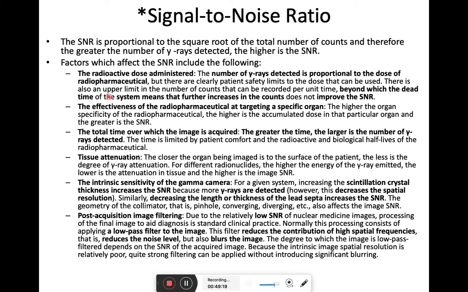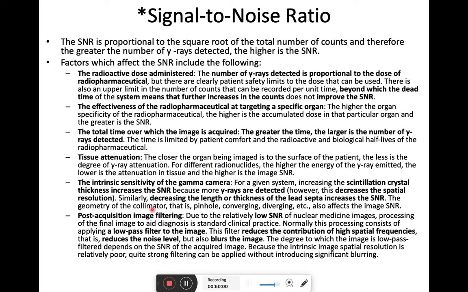Factors that will affect the SNR include the following: the amount of radioactive dose, the effectiveness of the radiopharmaceutical at targeting a specific organ, and the total time over which the image is acquired. The greater the time, the larger the number of gamma rays detected. Then tissue attenuation: if the organ being imaged is close to the surface of the patient, there is less attenuation.